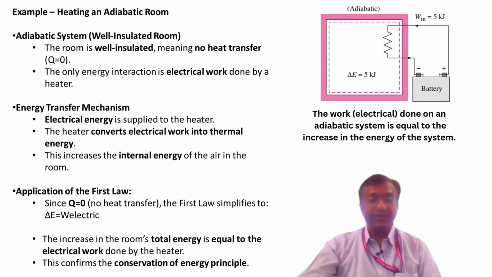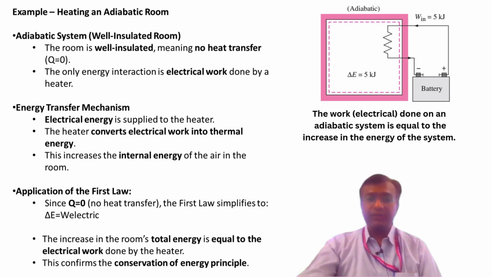This equation states that the change in the room's total energy is equal to the electrical work done by the heater, denoted by W electric. In other words, all the electrical energy supplied to the heater is converted into internal energy of the air in the room. This results in an increase in the room's temperature.